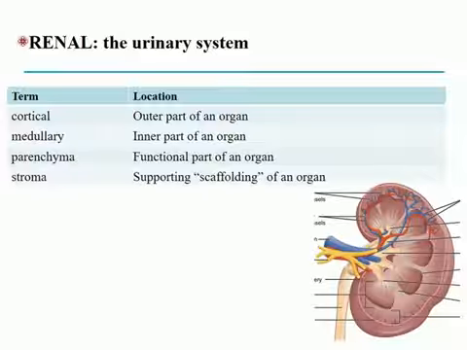Sticking with the urinary system, I want to talk about a couple of terms which aren't just used in the urinary system, they're used wherever you're talking about an organ. And I'm just using the kidney as an illustration of that. So the cortical part of an organ is the outer part. The medullary part is the inner part. The parenchyma is the functional tissue, and the stroma is the bits that hold the organ together.